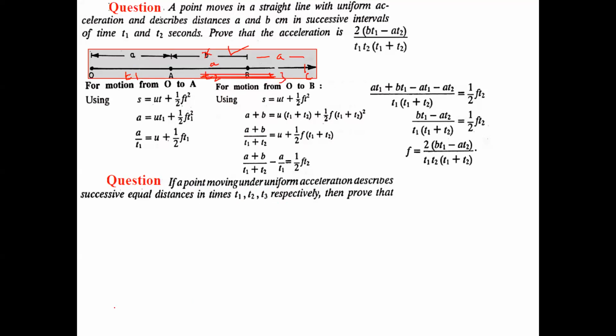So similar to the previous question, but we are given 3 parts of the motion and the distances are equal and time intervals are different.